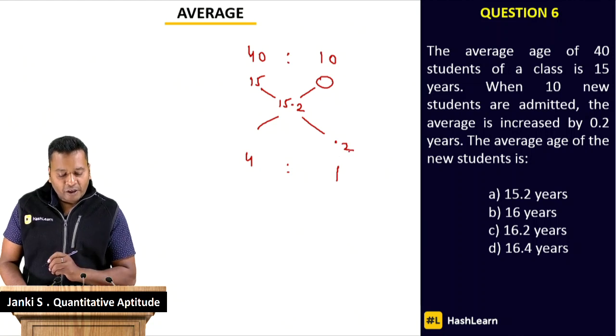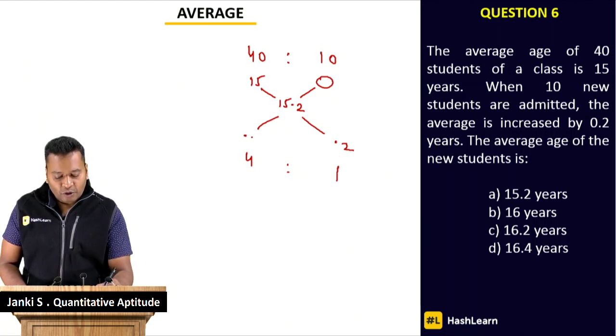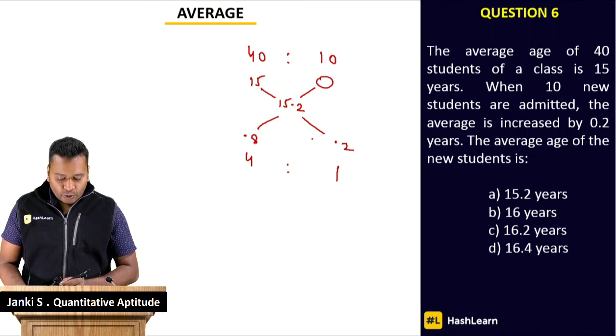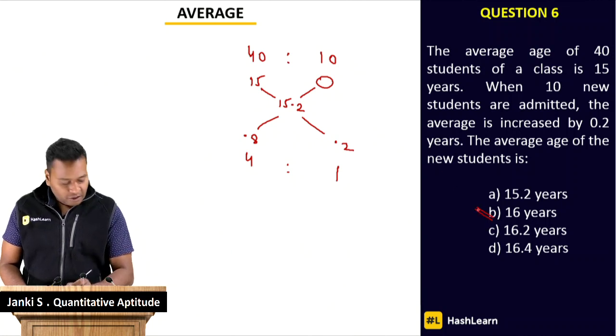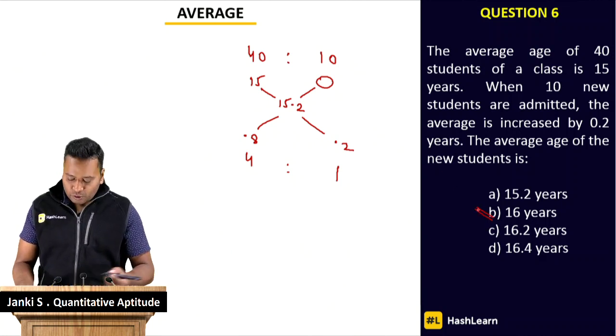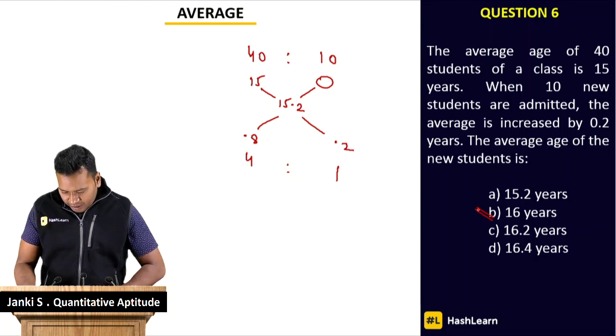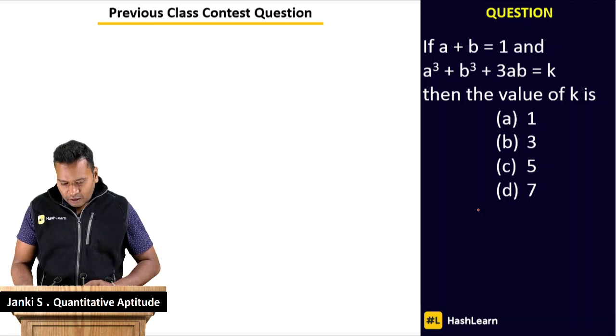So 1 represents 0.2. That means this represents how much? 0.8. So 0.8 more than 15.2. So 0.8 more than 15.2 is how much? My value is supposed to be 16, right? So for the sixth question, my answer is nothing but 16 directly, right? So you can directly utilize these kinds of things, right?